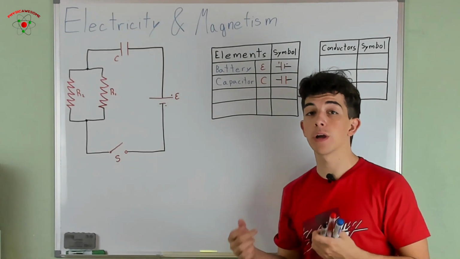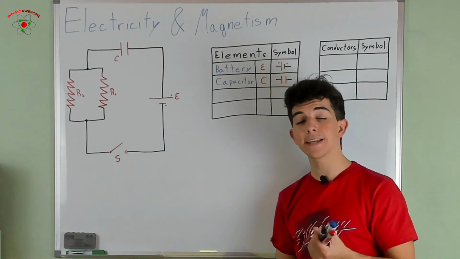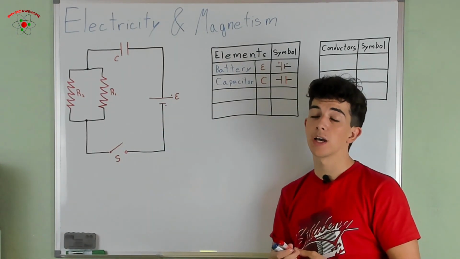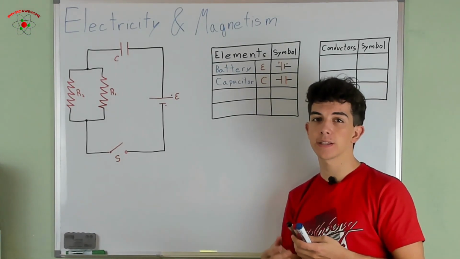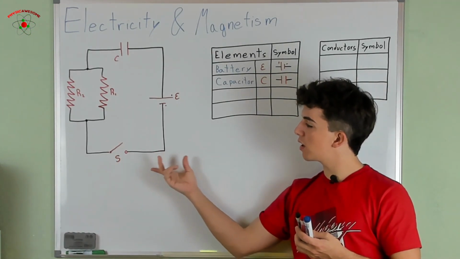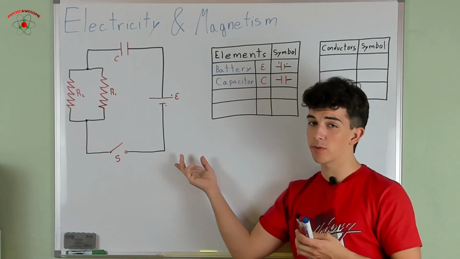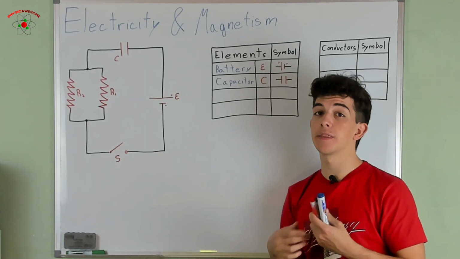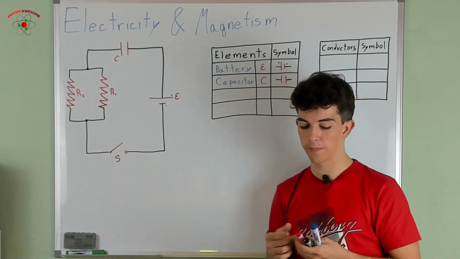Then we have resistors, which are an integral part of each circuit, as they represent the fact that our cables are not ideal and they have some loss of energy.